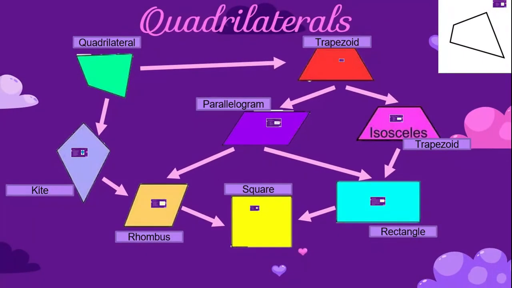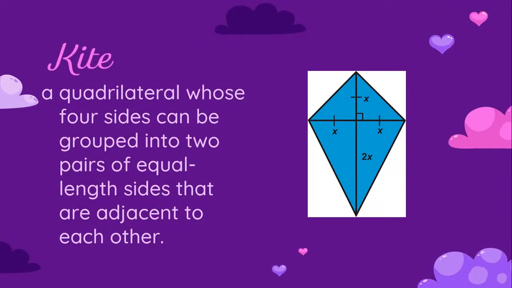Now, let's go to the second kind of quadrilateral, which is the kite. What is a kite? It is a quadrilateral whose 4 sides can be grouped into 2 pairs of equal length sides that are adjacent to each other. So that is the only qualification to identify that a quadrilateral is a kite.